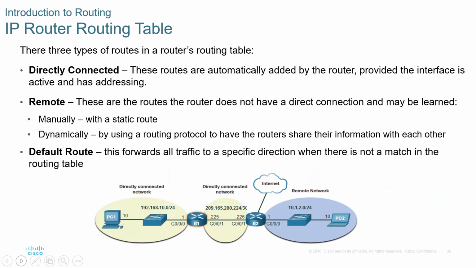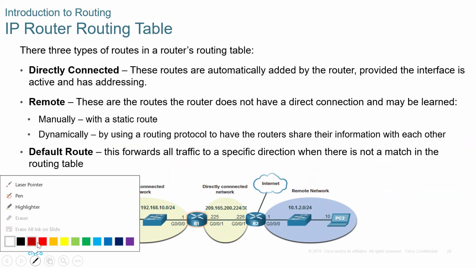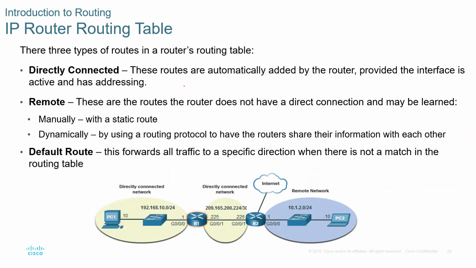Where's my case? Okay. We have what we call a directly connected route. A directly connected route is a route automatically added by the router, provided by the interface. My routes are: one is my directly connected routes. Directly connected routes are what the router's interfaces are called.